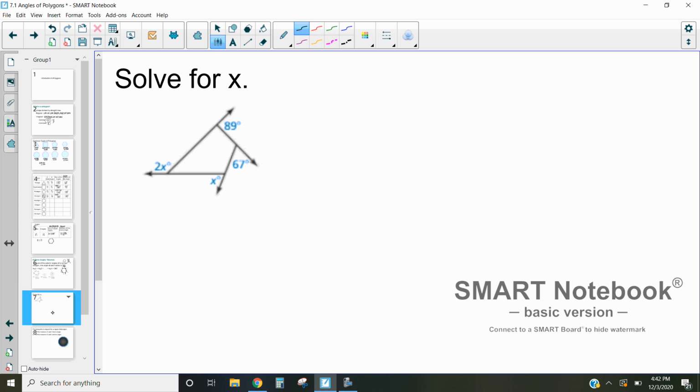So this says, let's solve for x. So what do we know by that? So what do we have here? Well, I have 4 exterior angles. And what do I know about exterior angles? Well, if it's convex, which in this case it is, they're going to add up to 360. So let's go ahead and do that.